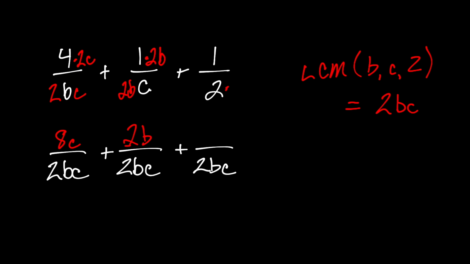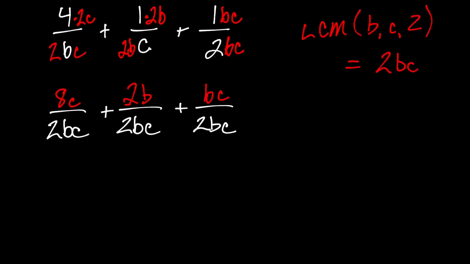And last fraction, 2 gets multiplied by both b and c. So I'm going to write that in, a b and a c. Got to multiply the top by the same thing. So 1 times bc is bc. So far, so good.